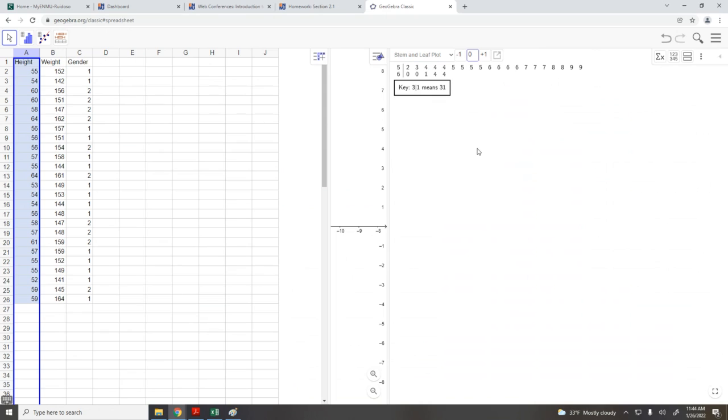Now you can clearly see 5 and 6, so the data set ranges over the 50s and 60s. Most of the data points lie within the range of the 50s, where the height is 50 inches and so on. And in the 60s, there are just 5 of them. All right, so this is how we can go about making a stem and leaf plot.